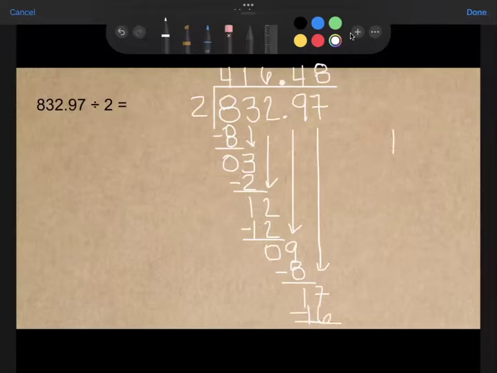So I'm going to put that 1 over here because I ran out of room. Now, even though I don't have any more numbers to bring down, I still have a remainder. So I'm not quite done yet. I'm going to have to add a 0 to that remainder and keep dividing. Well, 2 fits into 10 5 times. So I'm going to put that 5 up here and the 10 here and subtract it to get 0. So now I am finished because I have no more numbers to bring down and I have no remainder. Final answer here would be 416.485.